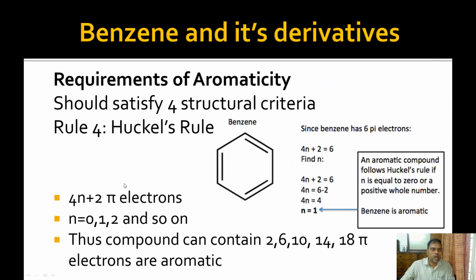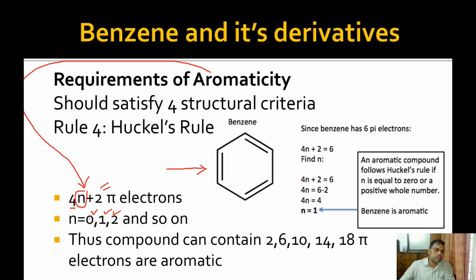The fourth rule is the Huckel rule. It should fulfill the Huckel rule. Now, what is Huckel rule? Huckel rule says any compound to be aromatic should have 4n plus 2 electrons, where n is any number like 0, 1, 2, or any number. If you replace this n with any number, whatever the resulting number is, if that many electrons are there in the structure, then we can say that compound is aromatic.